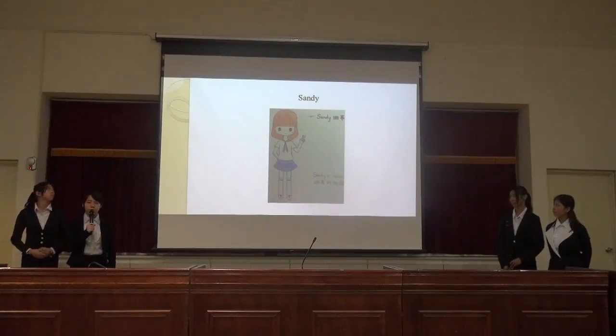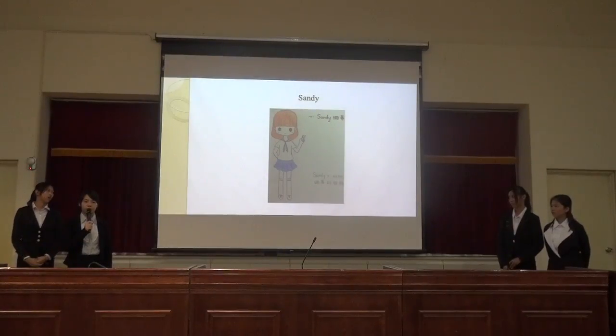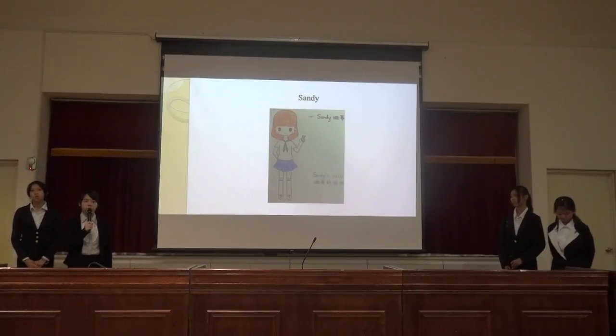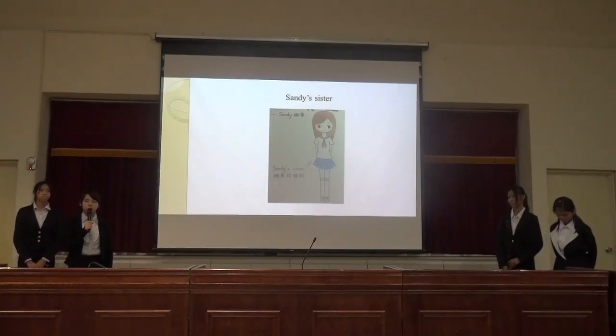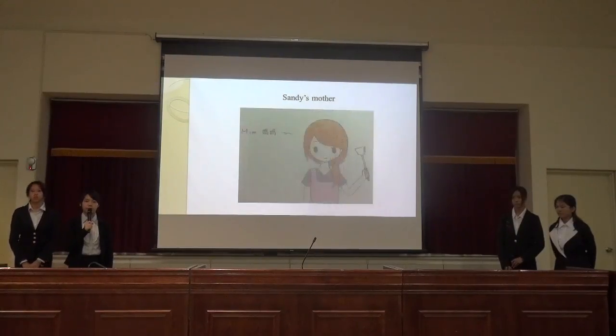I'm going to tell you how I came up with the characters. The main character, Sandy. She is an elementary school student. She is outgoing, so I decided that she has short orange hair. She also likes animals, so I gave her a task to save an injured bird. Sandy's sister is also an elementary school student. She is more mature than Sandy, so I let her have long hair and a smiling face. Both their parents are kind.